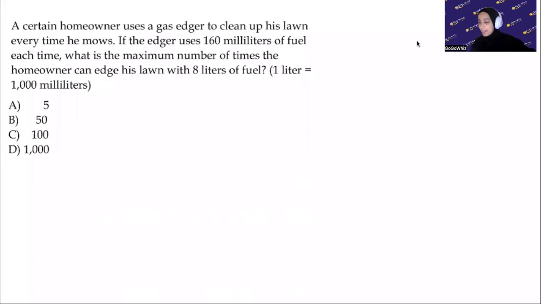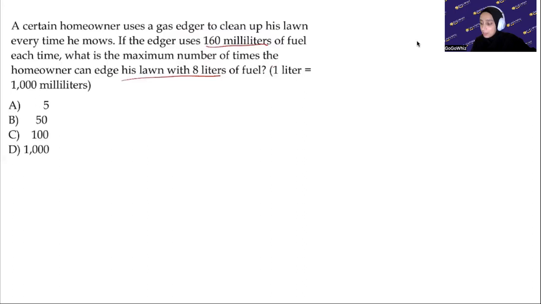Hi, everyone. Okay, let's do another proportionalities question. So over here, it's saying a certain homeowner uses a gas edger to clean up his lawn every time he mows. If the edger uses 160 milliliters of fuel each time, what is the maximum number of times the homeowner can edge his lawn if he has 8 liters? And then it gives us this conversion.